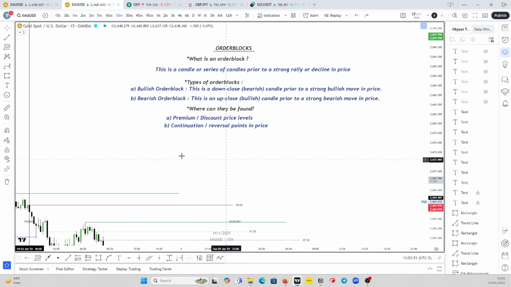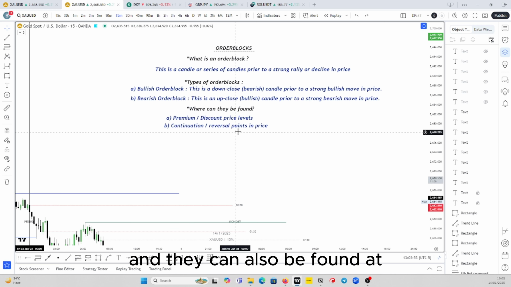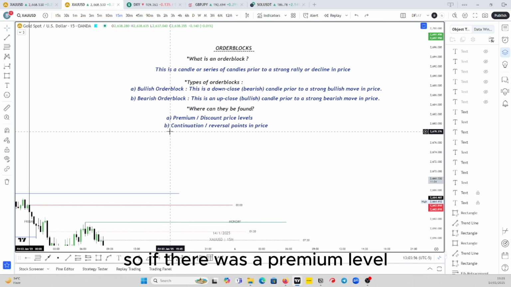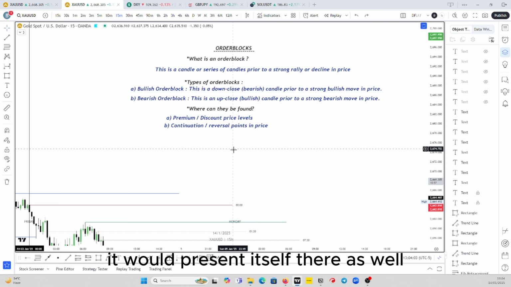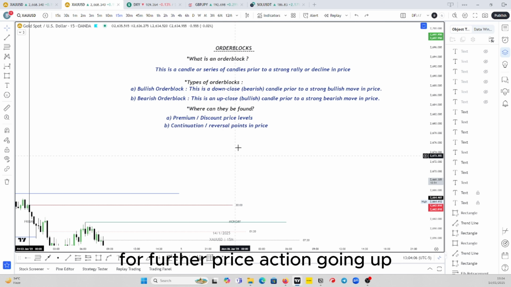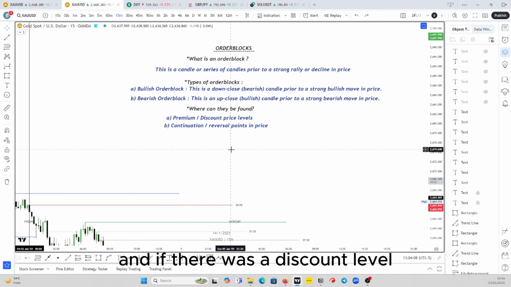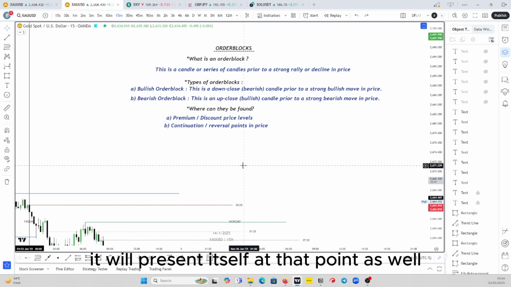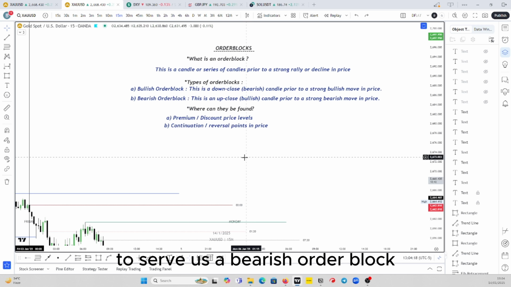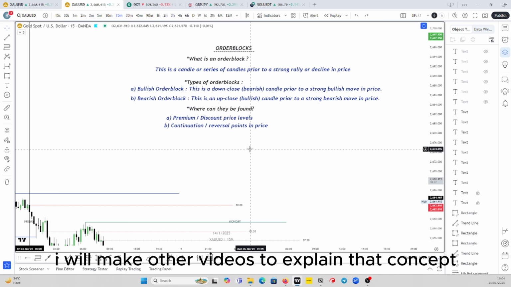Simple as that. And they can also be found at continuation or reversal points in price. So if there was a premium level that is going to get broken through, it would present itself there as well for further price action going up. And if there was a discount level that is supposed to break through, it will present itself at that point as well to serve as a bearish order block. I will make other videos to explain that concept later on.